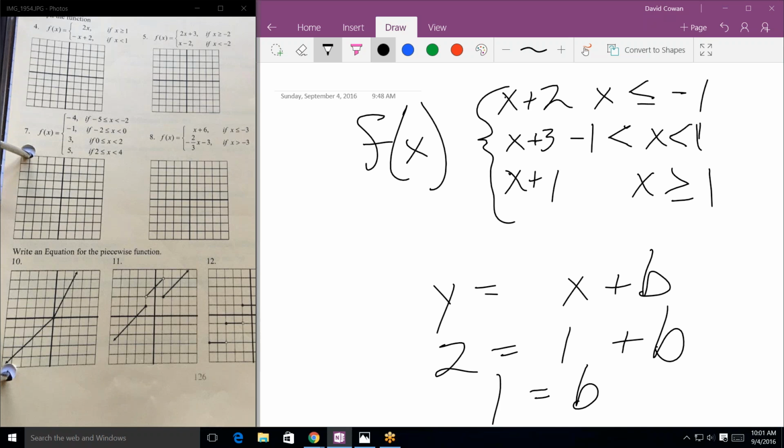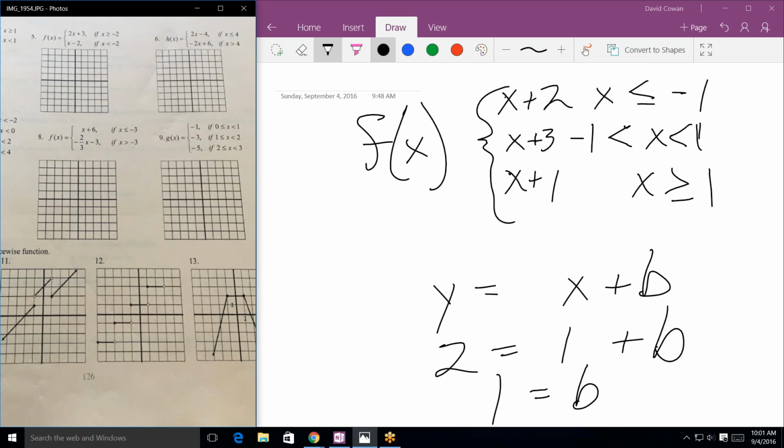And that's exactly how you do all of these. Now, before you go, let me just tell you what kind of function this is. This is the greatest integer function. In other words, this is how you write that function. But that's not the way they want you to do it. They want you to give the equation of a horizontal line.